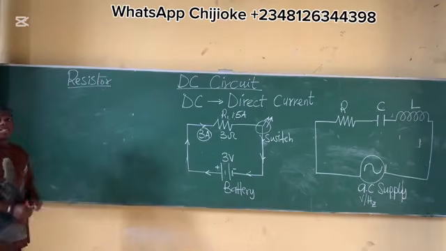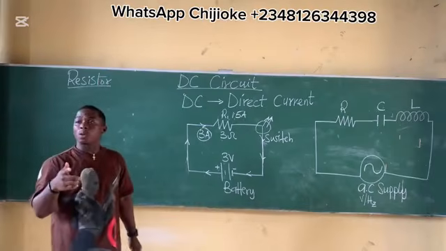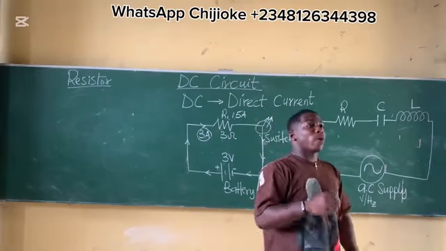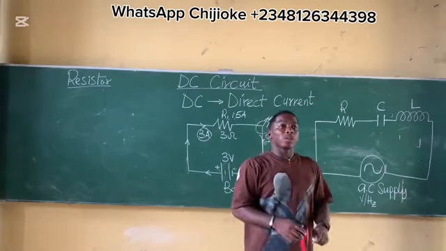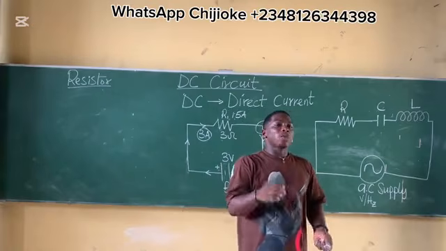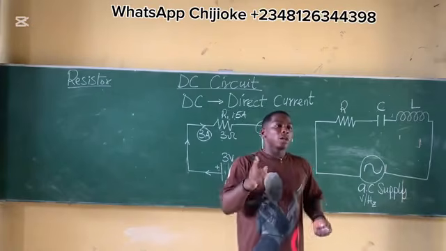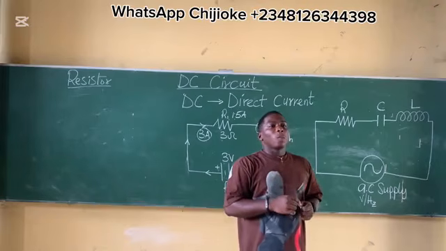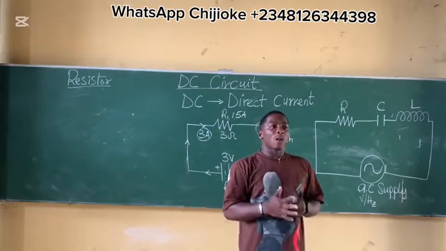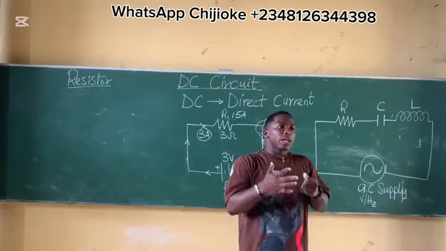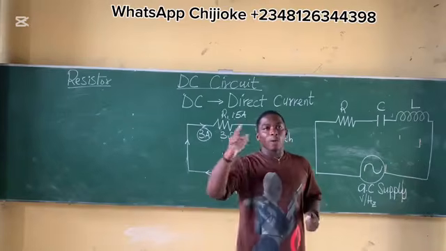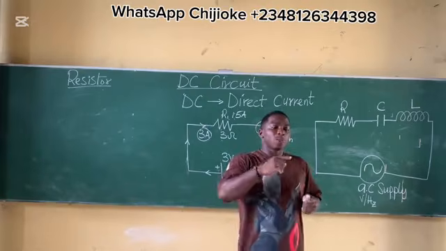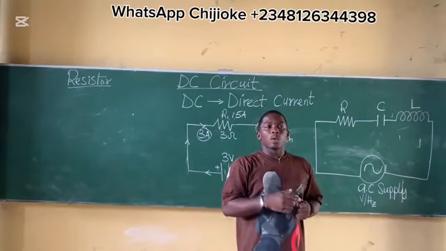A resistor is an electrical device. Have I given the definition for a resistor? No. A resistor is an electrical device that opposes the flow of current in one direction in a DC circuit. It must be in one direction. Alright? That's what we call a resistor.